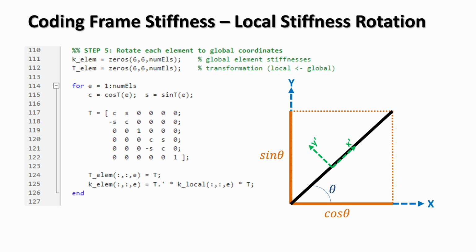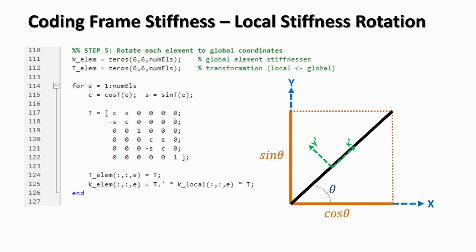Once the matrix T is formed, the global stiffness matrix for the element is computed using the familiar relationship: global K equals T transpose times the local K times T. This rotates the entire behavior of the element, axial stiffness, shear, and bending, and all the coupling terms into the global coordinate frame. The diagram on the right illustrates exactly what's happening.